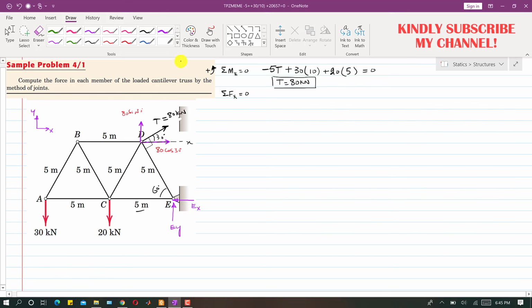Now if we apply the summation of forces along x, we have only this component along x, which is in the positive x direction, and Ex is in the negative x direction. So I will write minus Ex, and this one is positive, so I will write plus 80 cos of 30 degrees equals 0. From this equation we can find that Ex will be equal to 80 cos of 30 degrees.